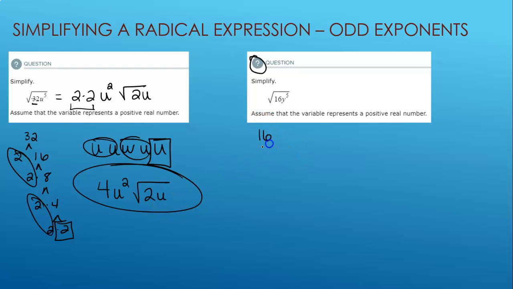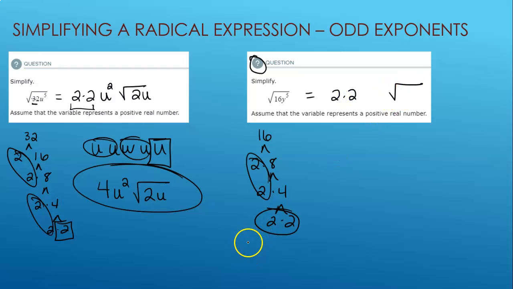You should have started with your tree if you didn't know the perfect square. 16 is 2 times 8. 8 is 2 times 4. 4 is 2 times 2. These are all perfect squares. So on the outside of my radical is 2 times 2. So far, there's nothing to put on the inside.